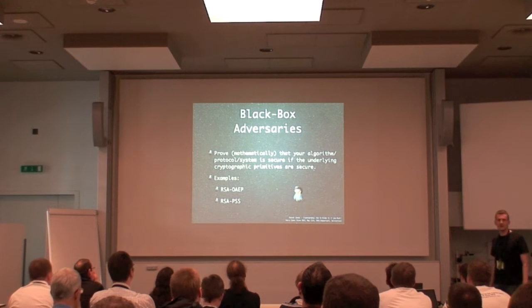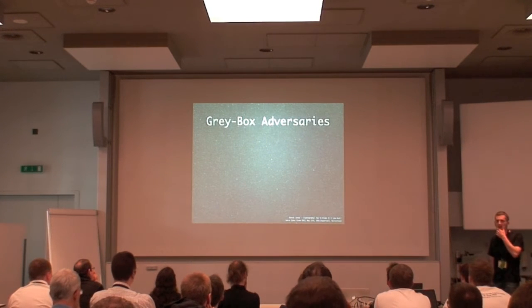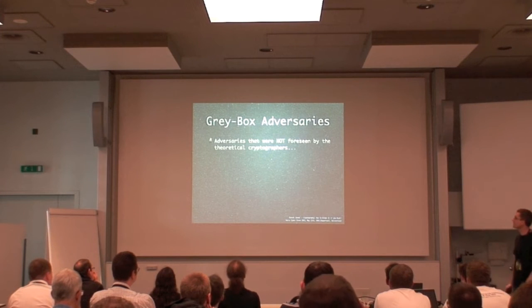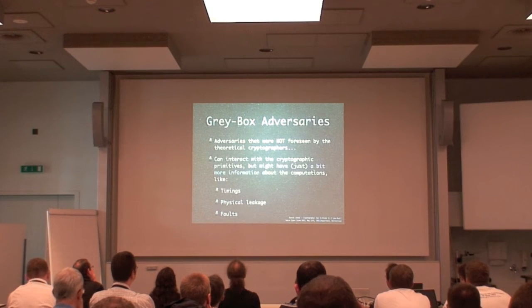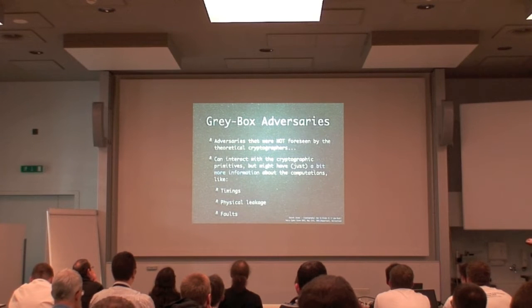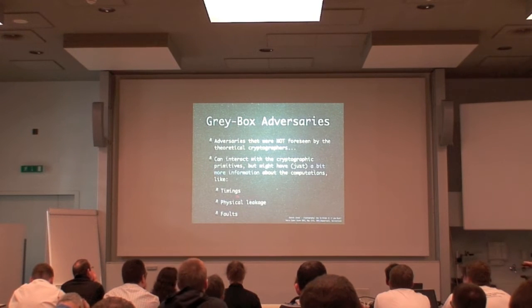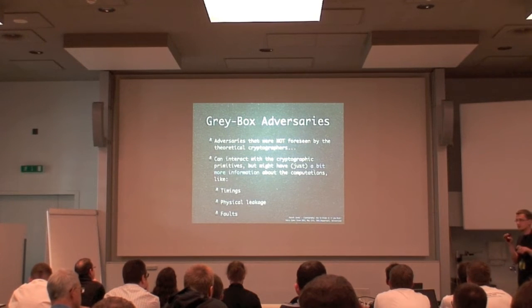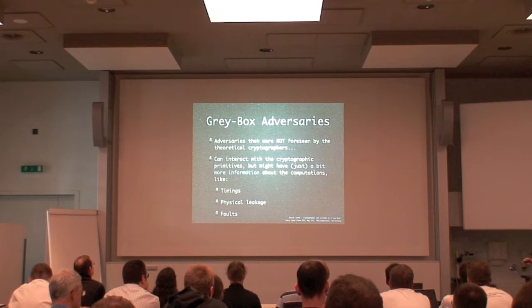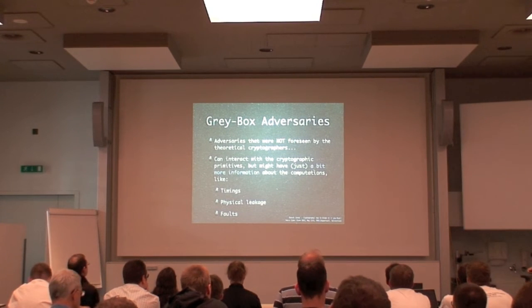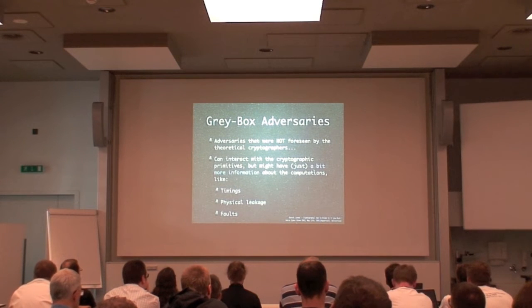The problem is that there are other types of adversaries. A bit stronger adversaries are gray box adversaries. Of course, there were adversaries that were not foreseen by the theoretical cryptographers. They can interact with the cryptographic primitives in the same way as before, but they might also have a bit more information about the computation. We will illustrate this later using the demo. For instance, the time it takes to perform the computation, or information through physical leakage, current leakage, electromagnetic leakage, or maybe we'll be able to perturb the computation and see what happens.